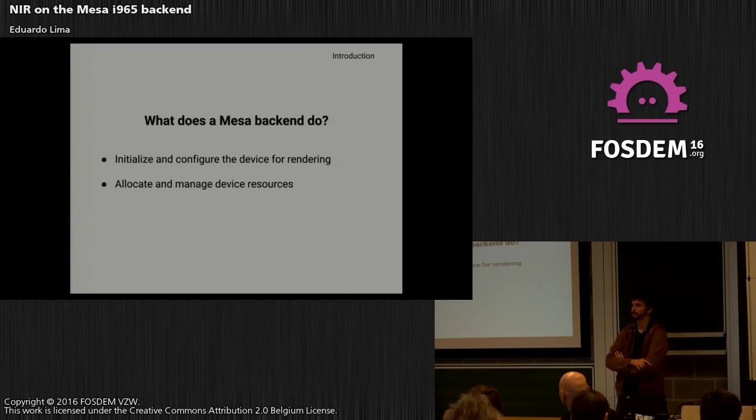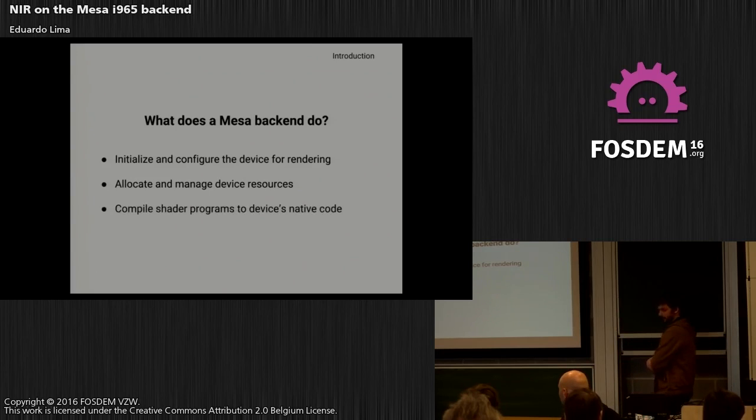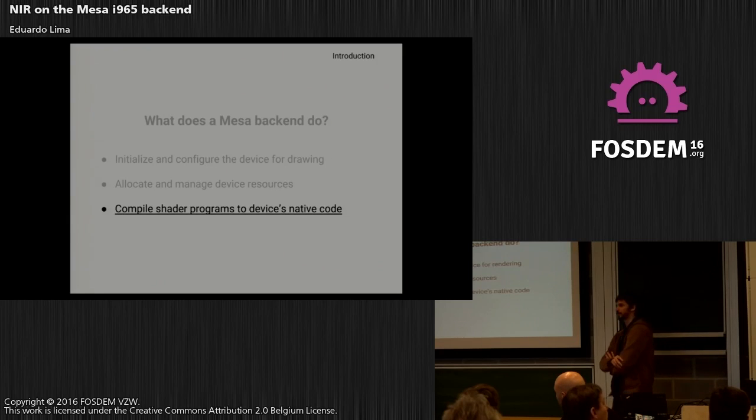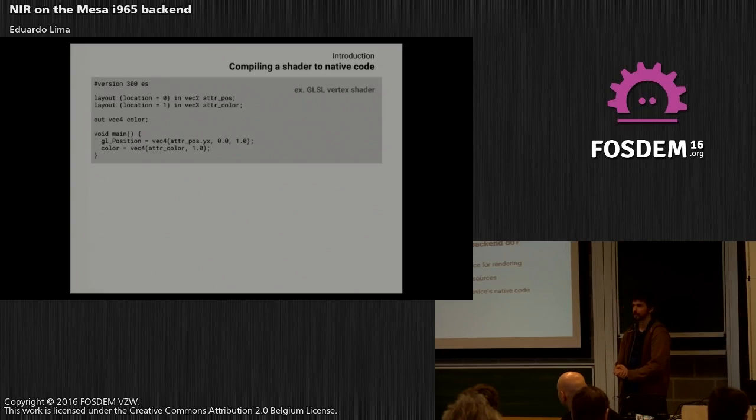So basically, the backend initializes and configures the device, does all kinds of initialization of the hardware, and takes care of memory allocations and buffers, managing when they should be allocated and destroyed. It is also responsible for taking the shader code from Mesa, which is already interpreted and converted to an intermediate representation. The backend takes this and translates it to code that will run in the hardware, which is native code in this case. We're going to be talking about the compiler of shaders in the backend.